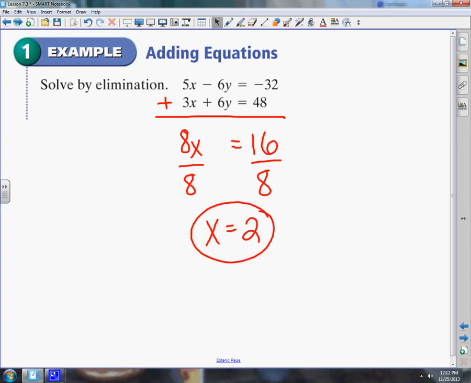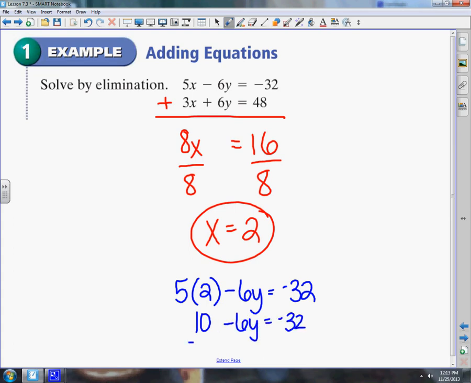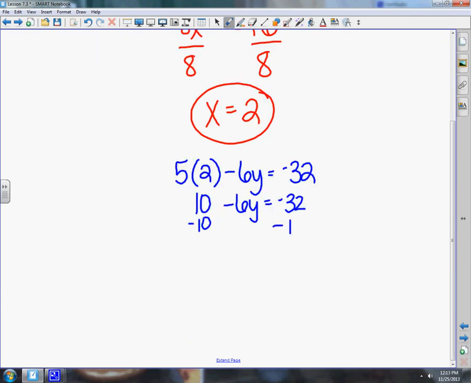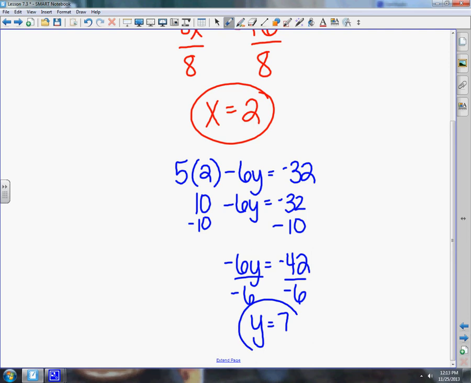This is my favorite way because it's so simple. Now if x equals 2, I'm going to put 2 in for x into one of the equations to find out what y would be. I just chose the top one. So 10 minus 6y equals negative 32. So you minus 10, so negative 6y equals negative 42. Divide by negative 6, so y equals 7. X is 2, y is 7.